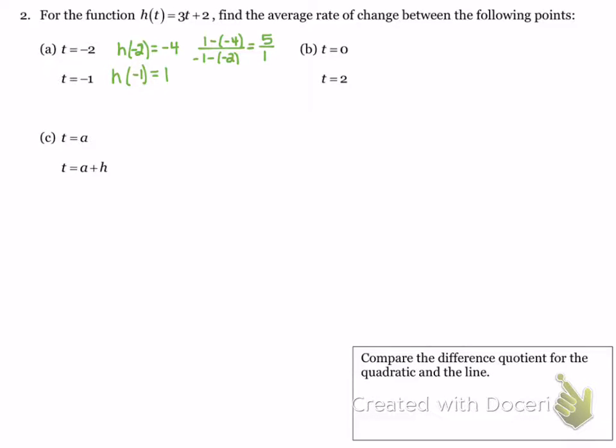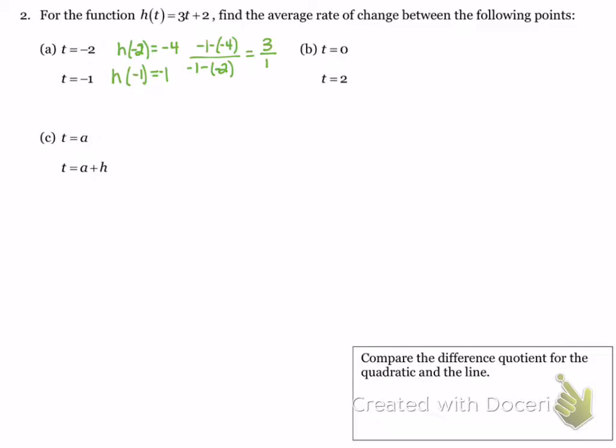And once again, I'm going to correct myself. This output is negative 1. So I have negative 1 minus negative 4 all over negative 1 minus negative 2. Sorry about that. So I have negative 1 plus 4, which is 3, over negative 1 plus 2, which is 1. So once again, we get 3 as our final answer.